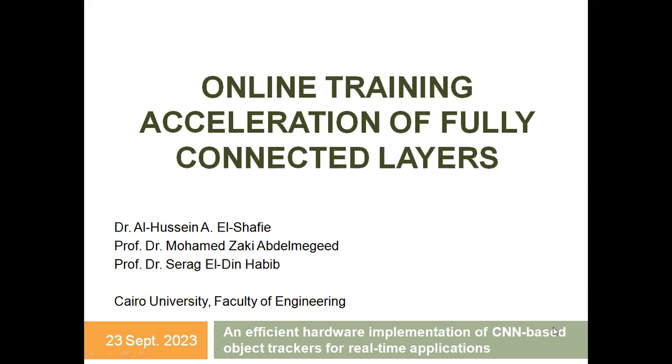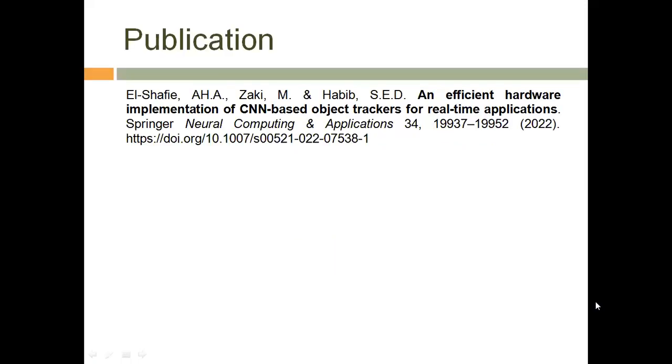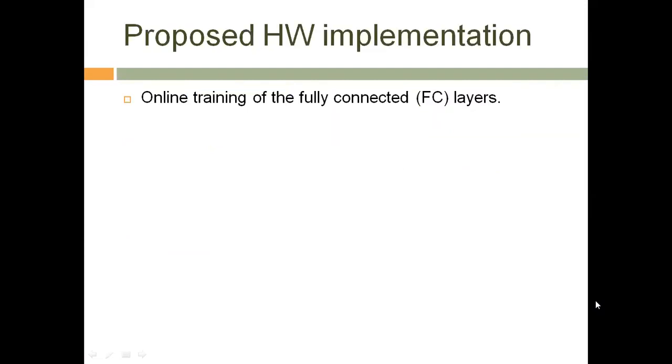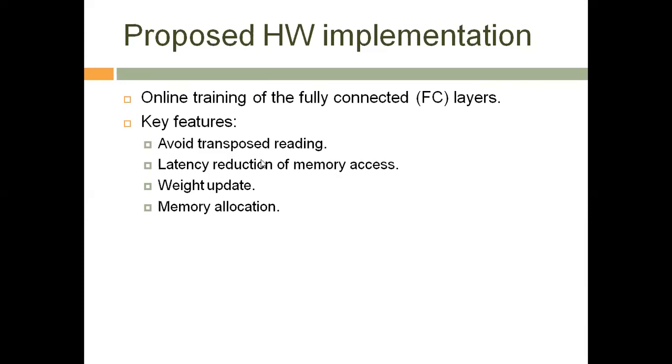This work is a part of our publication, an efficient hardware implementation of CNN-based object trackers for real-time applications, which was published in Springer Neural Computing and Applications Journal. We focus on the hardware implementation of the online training of the fully connected layers in deep neural networks. We addressed the transposed reading issue, the latency of the external memory, weight updates, and how to store features and weights in the external memory.